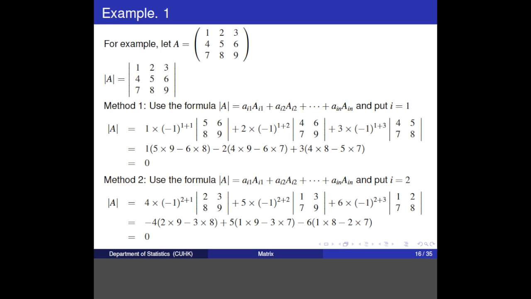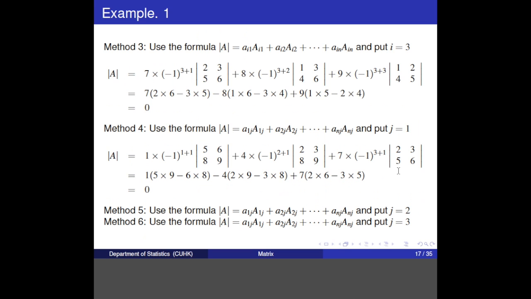Here is an example. The formula on the previous page is used. There are 6 methods to find the determinant by putting i equals to 1, i equals to 2, i equals to 3, j equals to 1, j equals to 2, j equals to 3 respectively. You can use either one method to calculate.